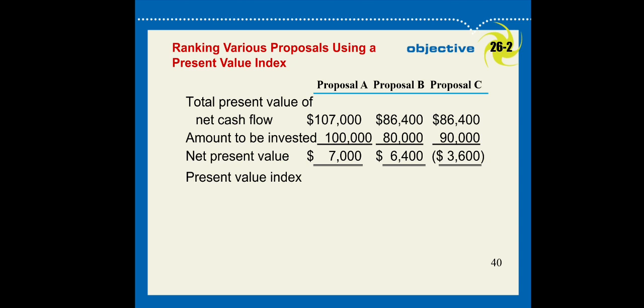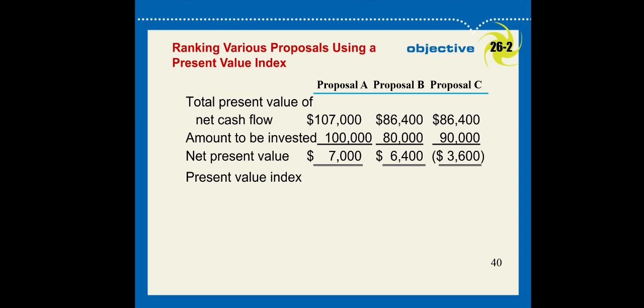So after you have done the net present value analysis, you can see here, proposal A, the net present value is 7,000. Proposal B, the net present value is 6,400. Proposal C, net present value is negative 3,600. So you know that proposal C has to be rejected because it generates negative net present value. It means that the amount of present value of net cash flow is less compared to the initial investment. So that proposal C has to be rejected.